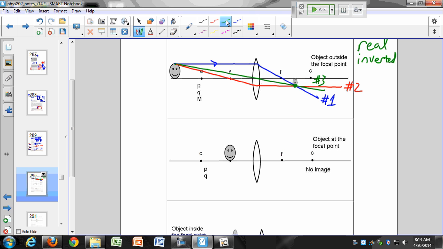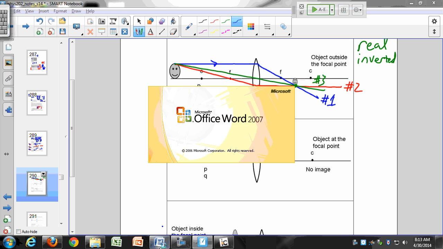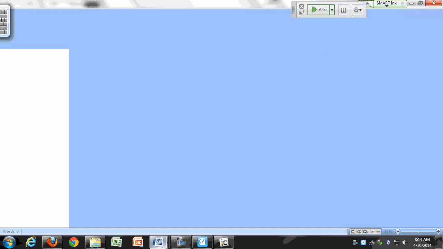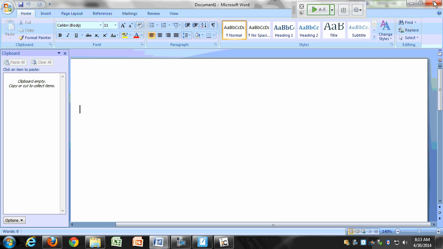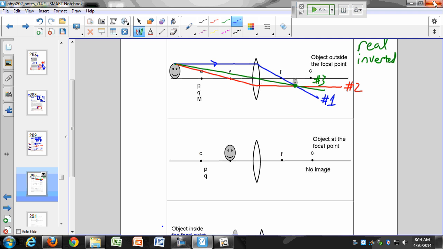This next one, where the object is at the focal point, you can only draw a couple of rays. You can draw the blue ray. That's rule number one. Draw it parallel to the axis. Where's the focal point? And then I can do the green as well. It just goes straight through the center of the lens. Like that. So these rays are parallel. They're never going to cross. So this forms no image.